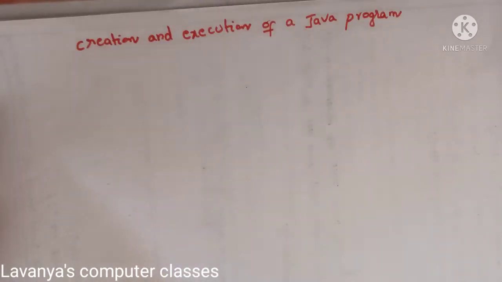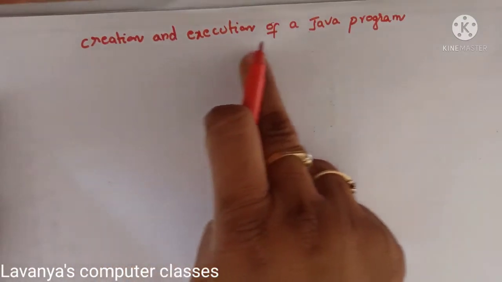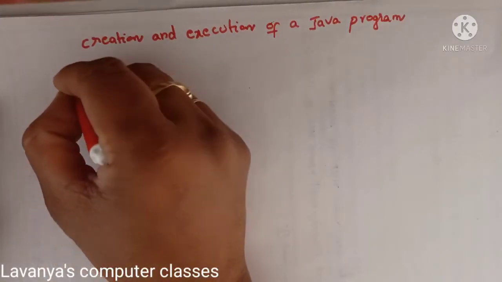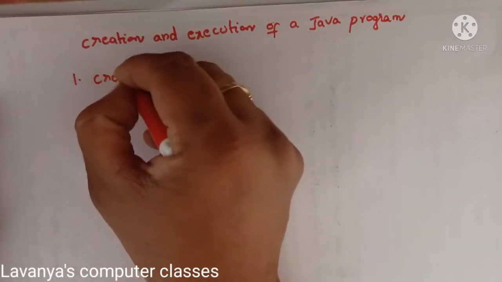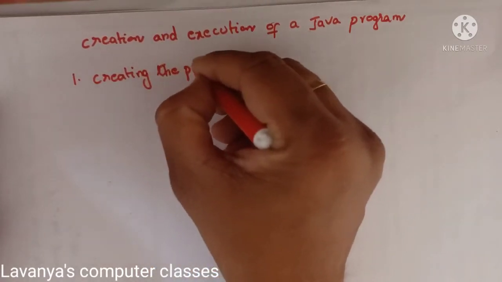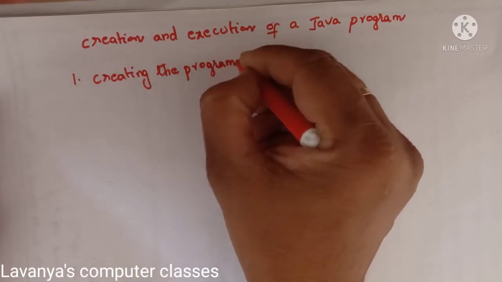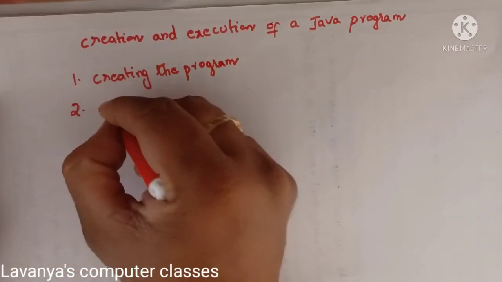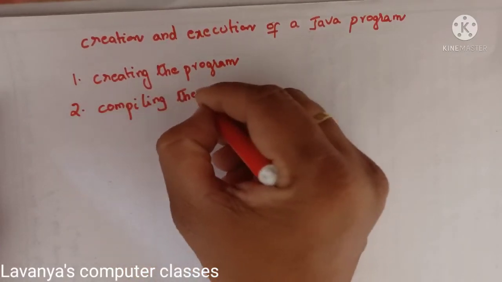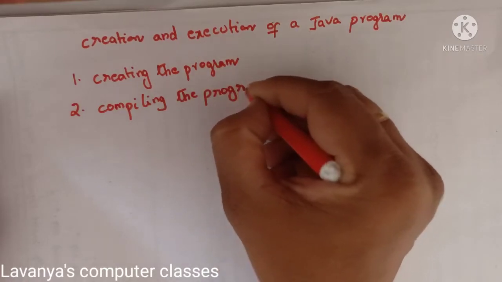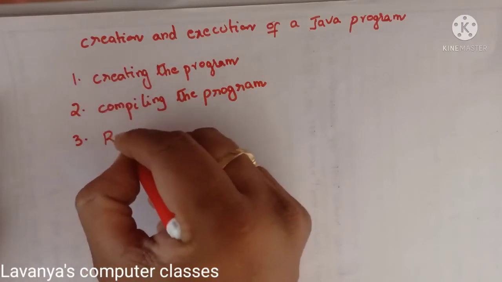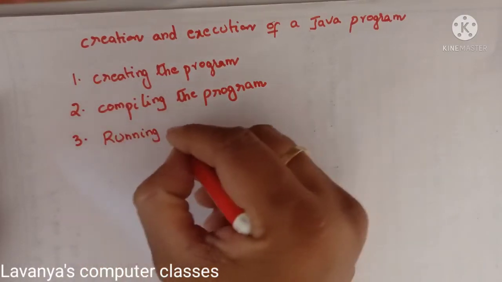In this video, I will explain how to create and execute a Java program, or how to implement a Java program. For creation and execution of a Java program, we have 3 steps. First, creating the program. Second, compiling the program after creation, checking the errors. Third, the last one, run the program. So these 3 steps are required for implementation of any Java program.